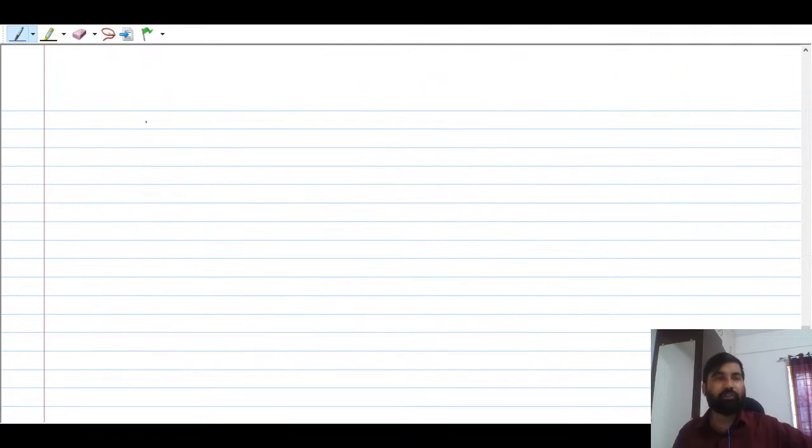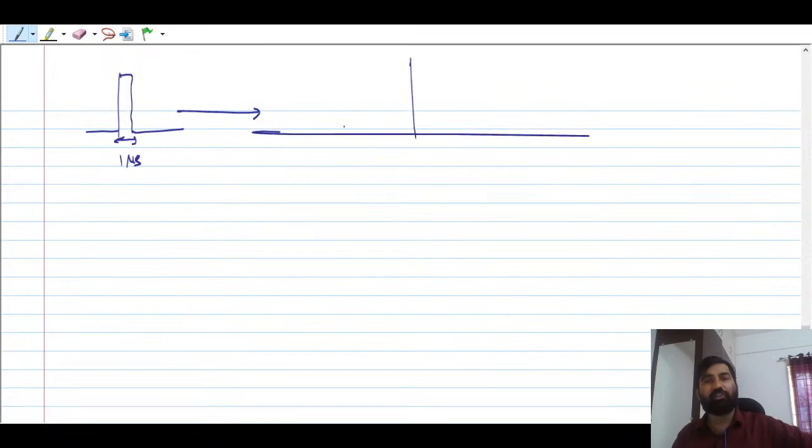Suppose your signal is like this, narrow, having a duration of 1 microsecond. If someone asks you the bandwidth of this signal, can you find it? You will say yes, I can find the bandwidth of this signal. The bandwidth is going to be the reciprocal of the duration, so 1 megahertz.